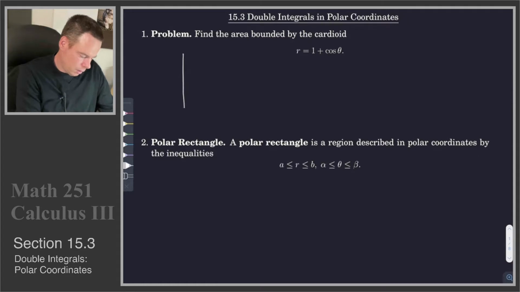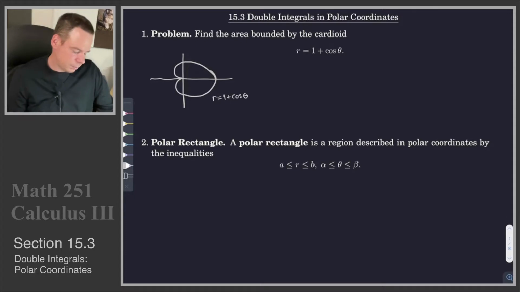Let's first get a sketch of this region in the plane. So, a cardioid. I'm drawing an exaggerated version of it, but it looks something like this, a sort of heart-shaped region. So that's r equals 1 plus cos theta, and we're interested in the area bounded by this curve.